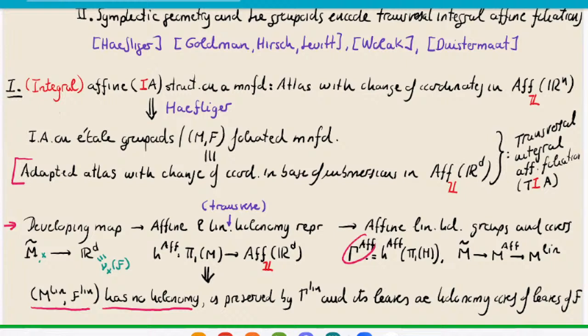Now, this foliation without holonomy, in general, doesn't need to have a nice leaf space. And you can think, for instance, of the Kronecker foliation in the torus. And the foliation in the holonomy cover is preserved by this linear holonomy group. And the leaves of the foliation are actually holonomy covers of the original leaves of the foliation.